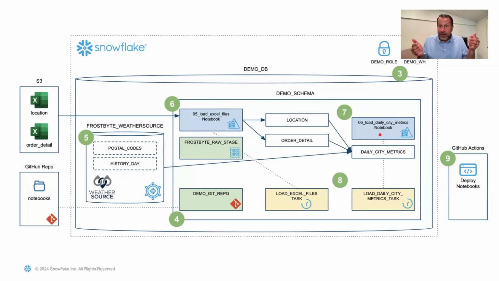Those are our pipelines. The first pipeline is going to read Excel files from a bucket in S3 and load them into corresponding tables. And the second notebook is going to combine those two tables of data with data from the weather source data share and produce this aggregated table, which we call daily city metrics. So those are the two pipelines. You're going to see Git integration, all of that, and then we're going to schedule them with tasks. Tasks in Snowflake is our orchestration capability. We're going to schedule those, and then we're actually going to deploy the whole thing through an automated pipeline using GitHub Actions.